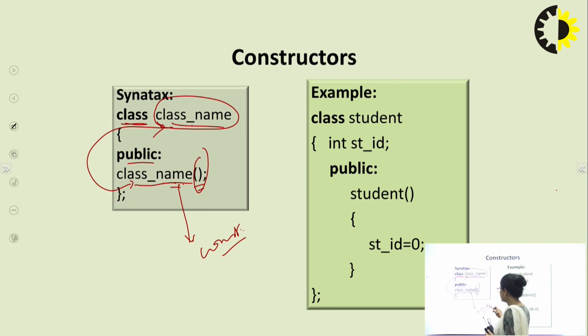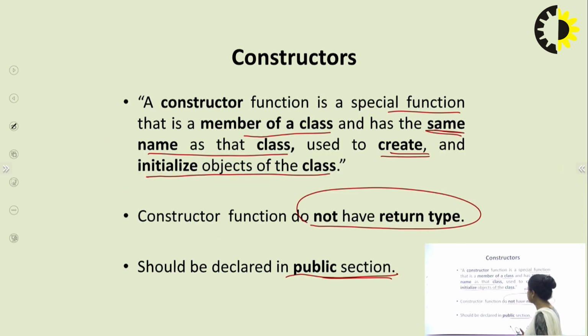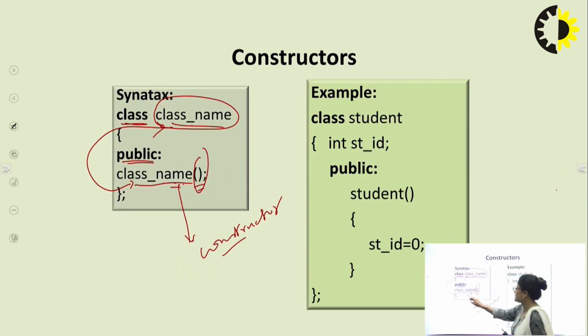Next point is it is declared in the public section. As I said, constructors need to be declared in the public section. And another point is constructors should not have any return type. So if you look at this constructor, it is not having any return type. Not having a return type, declared in the public section, and the name of the constructor function and the name of the class are the same. So these are the three important properties which you need to look into when we are working on constructors.